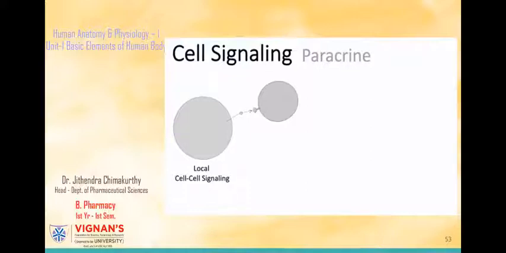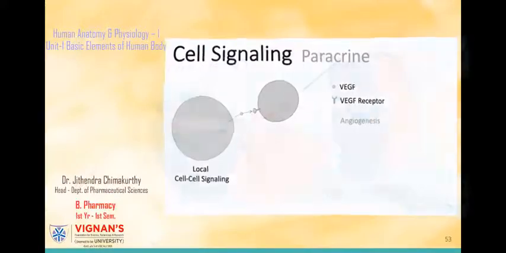An example for paracrine signaling might be the expression of VEGF, the vascular endothelial growth factor. They are secreted, and the surrounding cells with the specific receptors can then initiate angiogenesis.